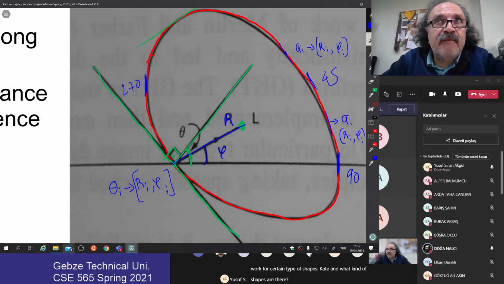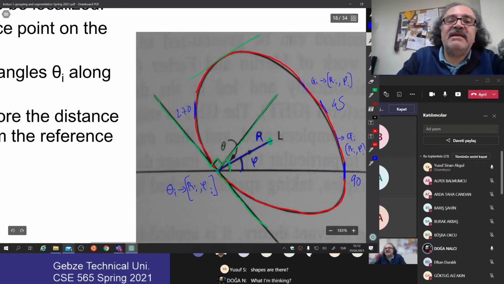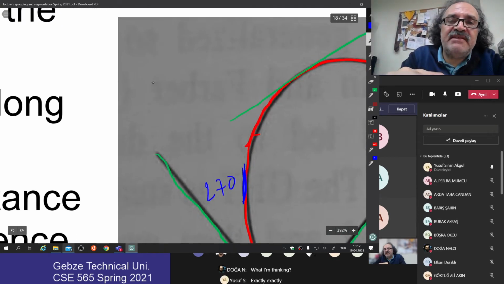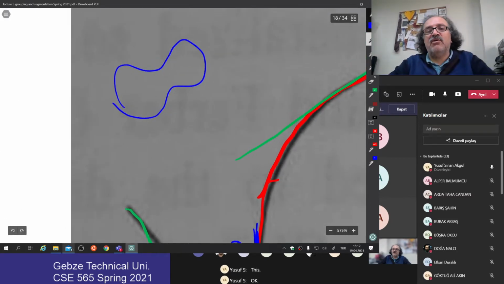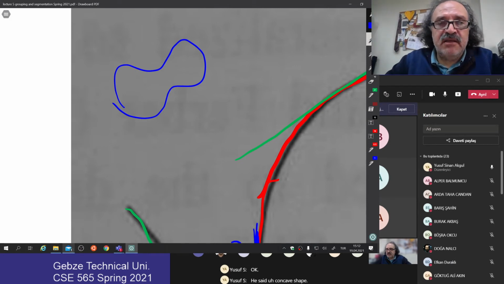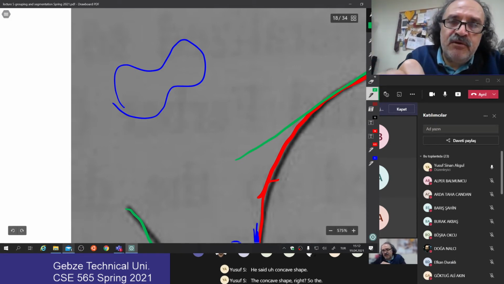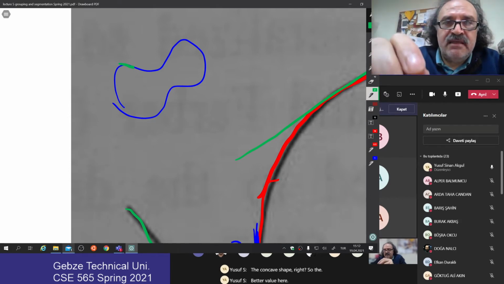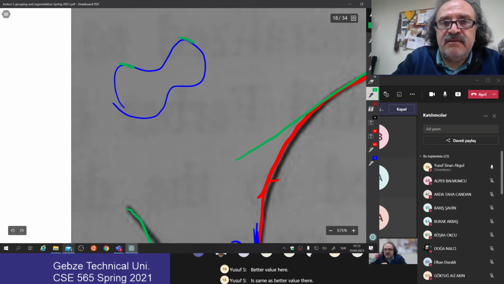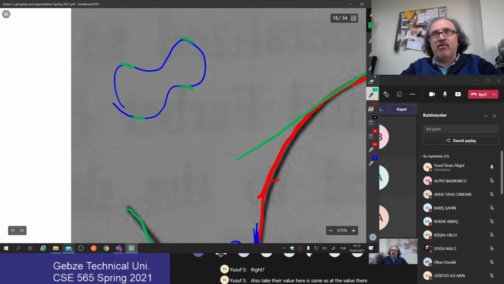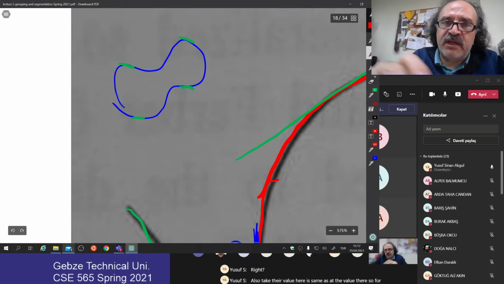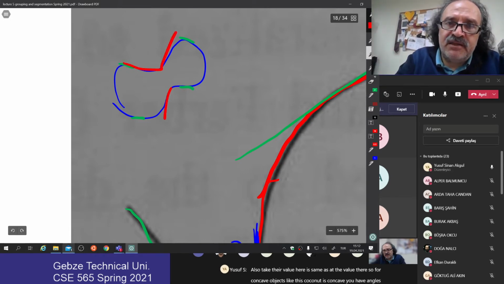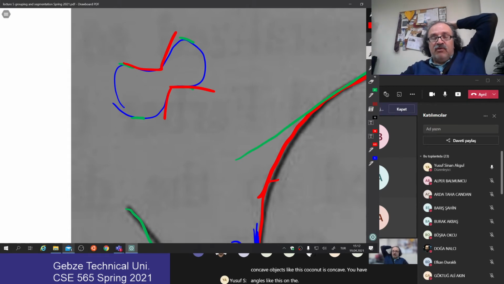I'm thinking a convex shape. Exactly. If my shape is like this, it's a concave shape, right? So the theta value here is the same as the theta value there, right? Also the theta value here is the same as the theta value there. So for concave objects like this, you have angles like these on the object. Concave shapes, it doesn't work.